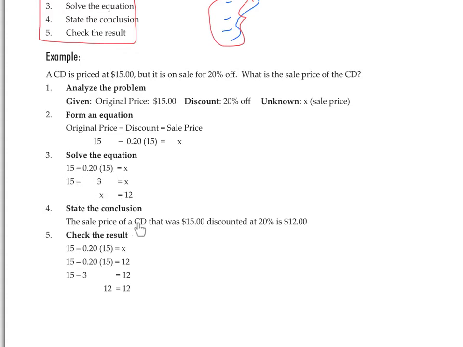State the conclusion. The sale price of a CD that was $15 discounted at 20% is $12. It's always a good idea to state your conclusion to a word problem in a complete sentence. And then, of course, check the result by going back to your original equation, putting the variable in there, and making sure that it checks out.